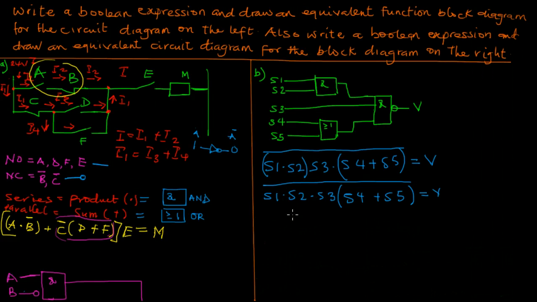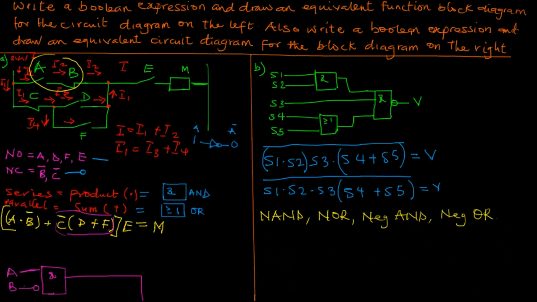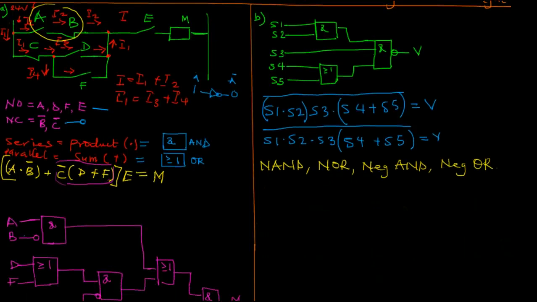Now, there is this other function block called NAND, and there is also NOR, and then negative AND, then negative OR. Now we need to understand what all these function blocks mean. This will help us to answer this question better.